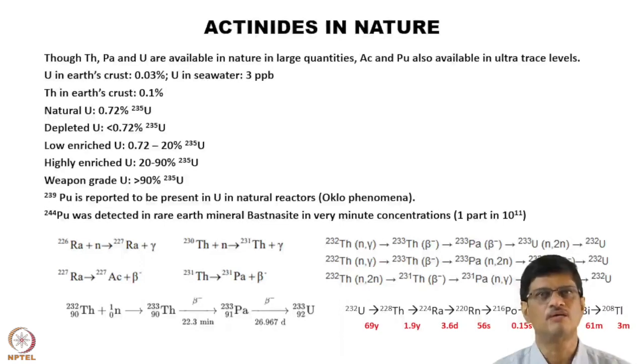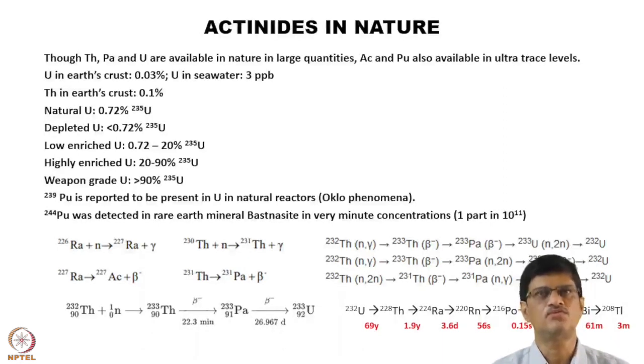Coming to natural uranium, the fissile content, that is uranium-235, is 0.72%. Other uranium sources can be defined here: depleted uranium, where the fissile content, or uranium-235, is less than 0.72%; low enriched uranium, 0.72 to 20% uranium-235; highly enriched uranium, 20 to 90% uranium-235; and weapon grade uranium, greater than 90% uranium-235.